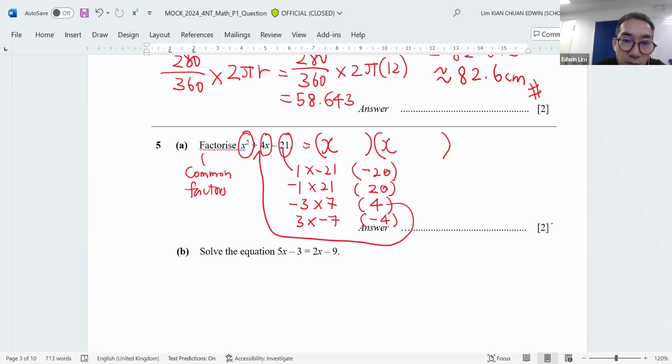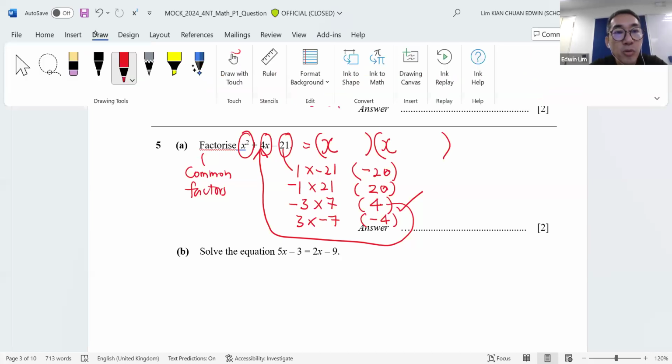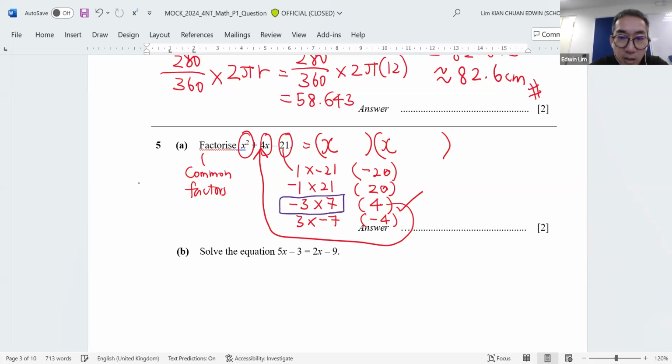Can you see? This is where I choose which number to use. So which number should I use? I'm actually using this set, negative 3 and positive 7. I will just put it into the bracket. So this is the answer for question 5A. If you look at these two numbers, negative 3 and 7, you multiply them, you get negative 21. You plus them, you get positive 4.